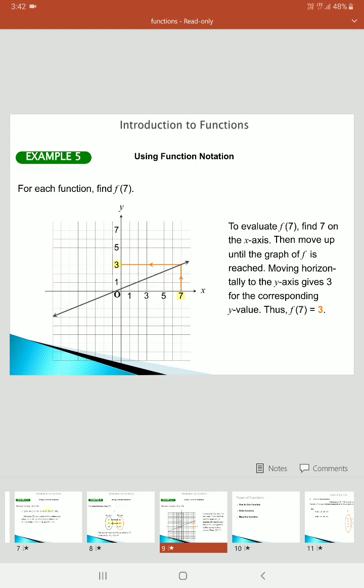Now comes example 5. For each function, find f(7). With the help of the figure, to evaluate f(7), find 7 on the x-axis, then move up until the graph of f is reached, moving horizontally to the y-axis gives 3 for the corresponding y value. Thus, f(7) equals 3.